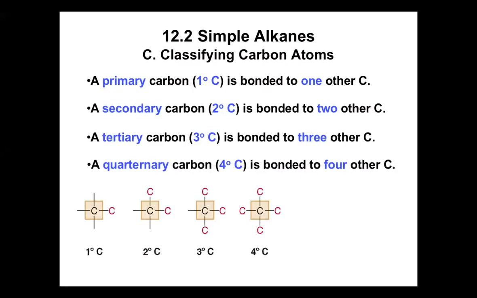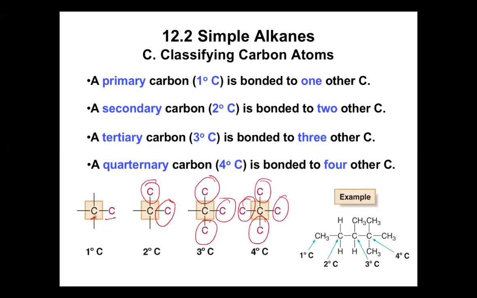So, yun dito sa primary carbon, nakabond siya sa isang carbon atom lang. For a secondary carbon, bonded to two carbon atoms. For tertiary carbon, you have three carbon atoms. For quaternary, you have four carbon atoms. Okay po? So, if we have this example, itong first one is a primary carbon. You have a secondary carbon, a tertiary carbon, a quaternary carbon, another primary carbon.